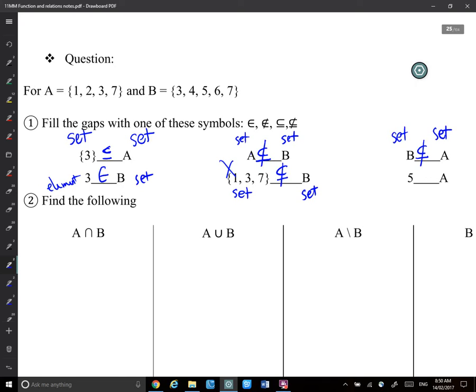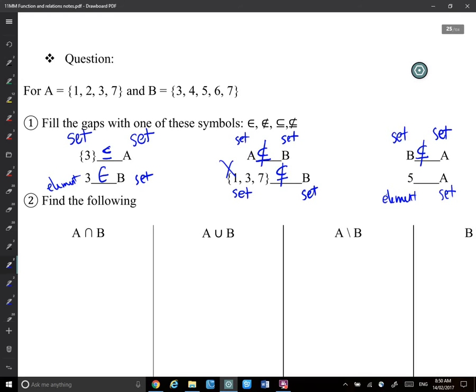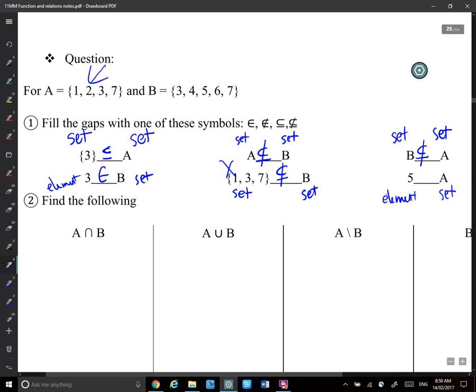5 and A. 5 is an element, A is a set. We talk about element and set. For element and set, we use belongs to or not belongs to. 5 is not in A. So 5 is not an element of A, we use the symbol with the slash. So not belongs to.